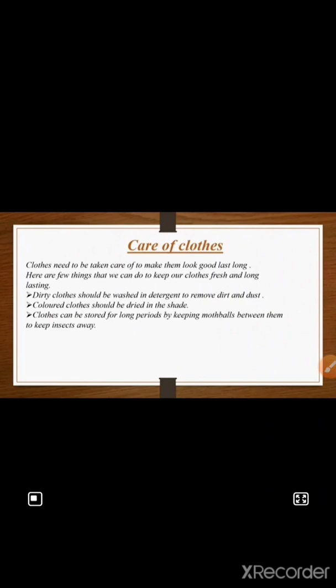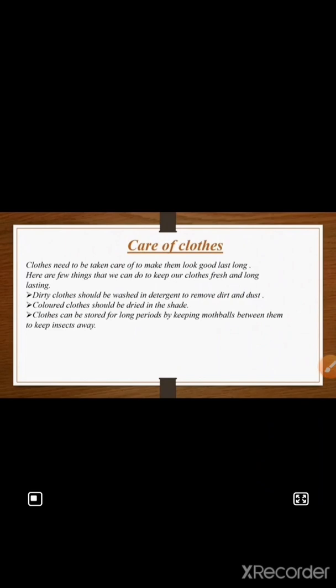Here we have another topic. This is a small chapter. So in this chapter we have three topics: first is need for clothes, second is fibers, okay, cloth fibers, and third one is care of clothes. Okay, so let's see. Clothes need to be taken care of to make them look good and last long, right? Here are a few things that we can do to keep our clothes fresh and long lasting. So here we have 3 points.